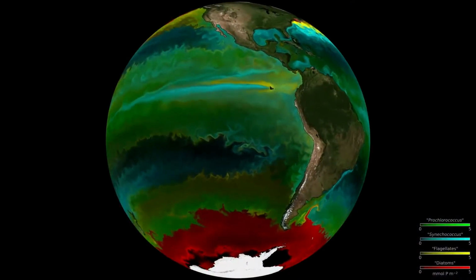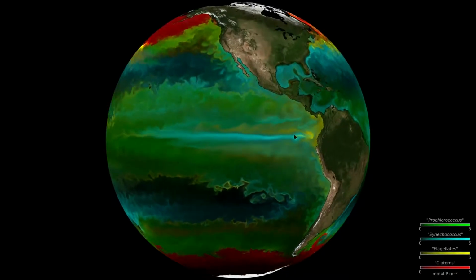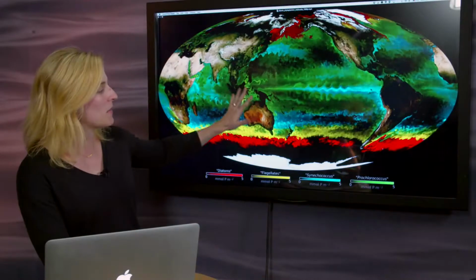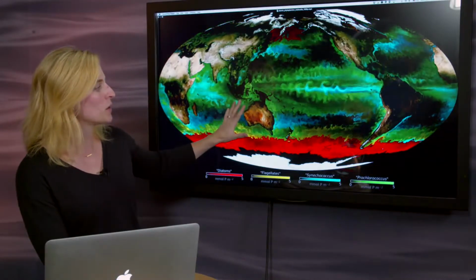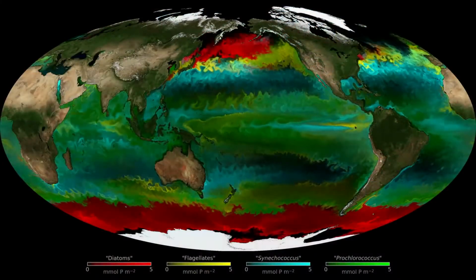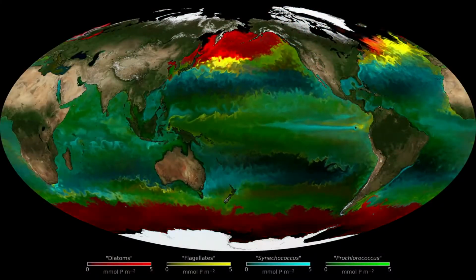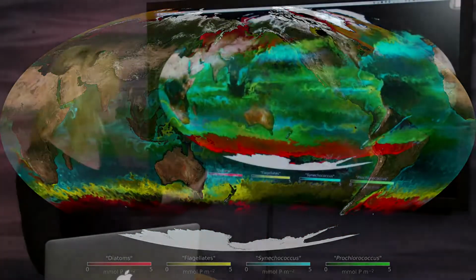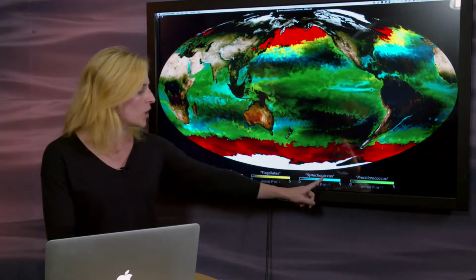In the meantime, while we're waiting for that mission to be launched, we rely upon model simulations such as the one that you see behind me in this animation. This is a model solution generated by the Darwin Project at the Massachusetts Institute of Technology. And you're seeing the dominant phytoplankton groups worldwide, where you basically go from large to small. So diatoms being the largest phytoplankton, Prochlorococcus, which are green, being the smallest.